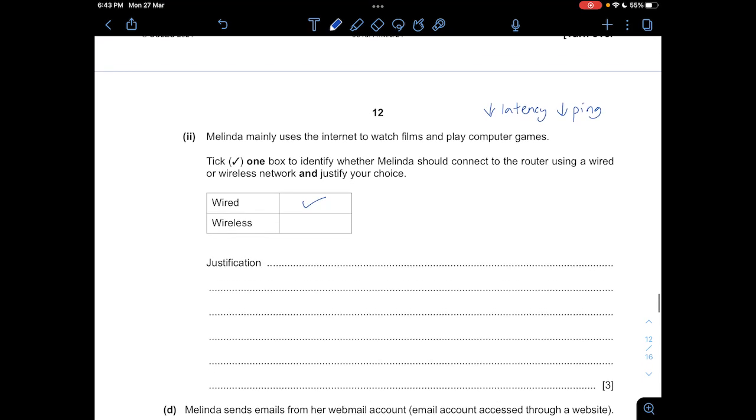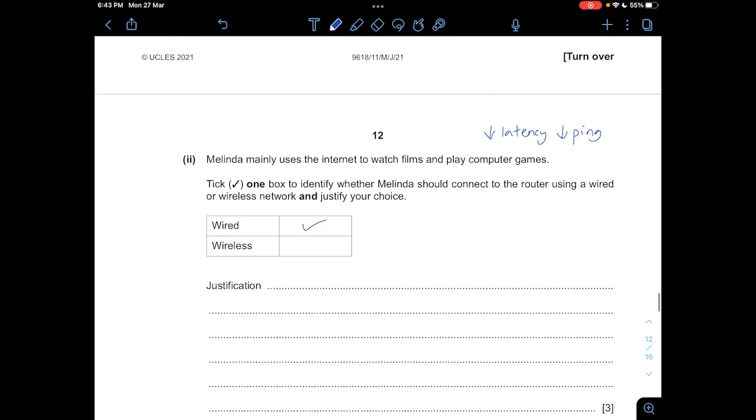So why you would prefer to use a wired network is because there will be lower latency, as it is more reliable. And there's a problem with wireless connections: because it's transmitted through signals, there'll be interference through walls. So we can write that as well. It's less susceptible to interference.